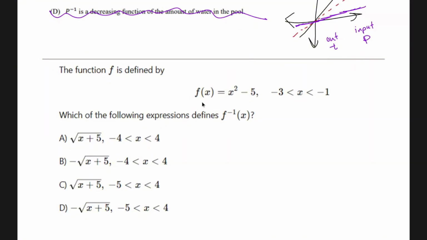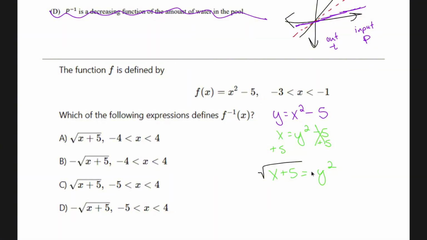The function f is defined by f of x equals x squared minus 5. Ooh, this is going to be fun, where x is in between -3 and -1. Now, let's do the inverse part first. The inverse part is the nice part. Let's call it y equals x squared minus 5. Swap the x and the y, so it's x equals y squared minus 5. Add 5 to both sides. X plus 5 is going to equal y squared. Square root everything.